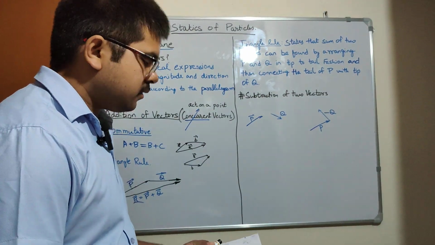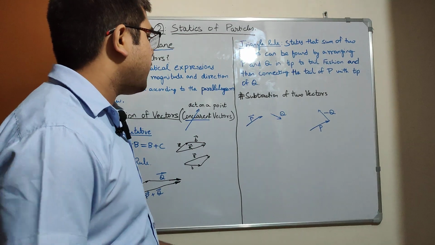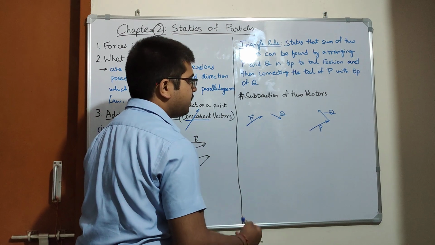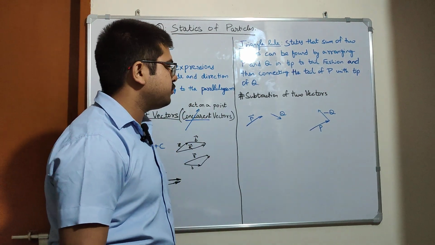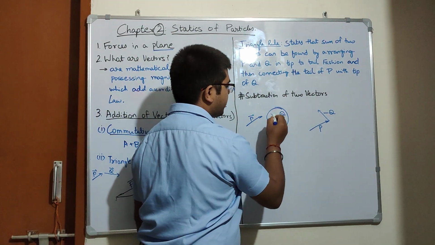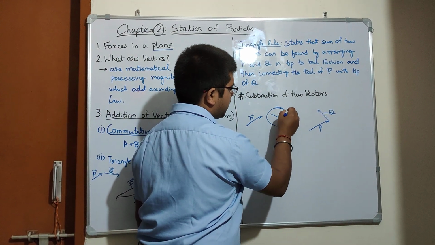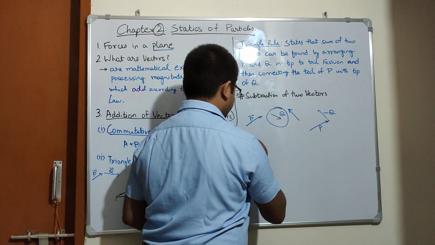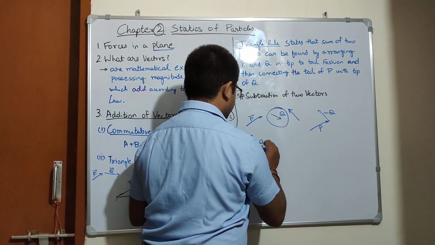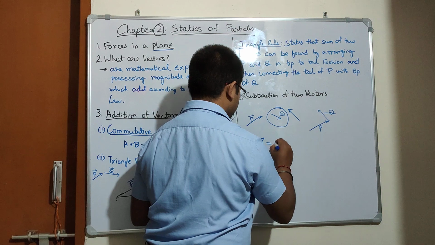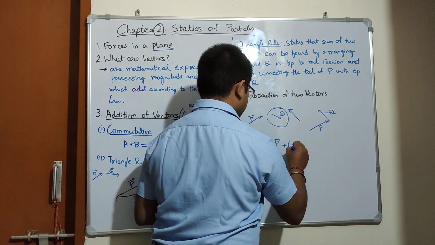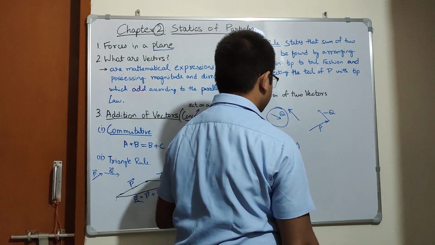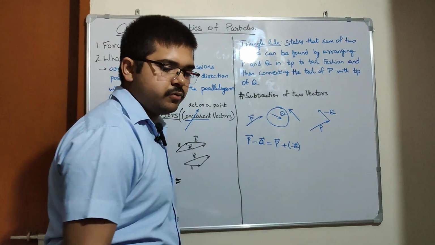Now we will see subtraction of two vectors. If we have two vectors P vector and Q vector, then if we have to subtract them, we can simply change the direction of Q vector and add it to P vector. So P vector minus Q vector is equal to P vector plus minus Q vector. So that would be the subtraction of two vectors.